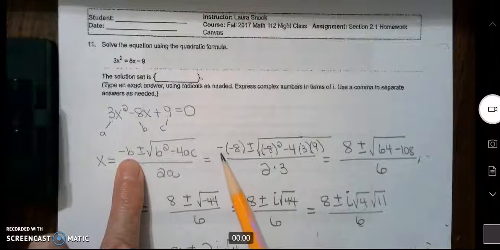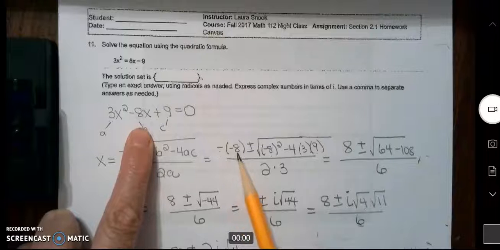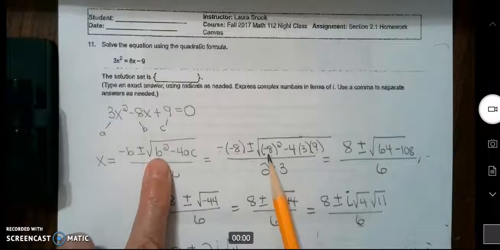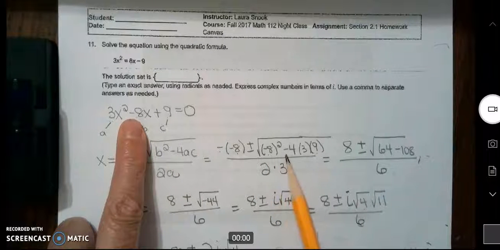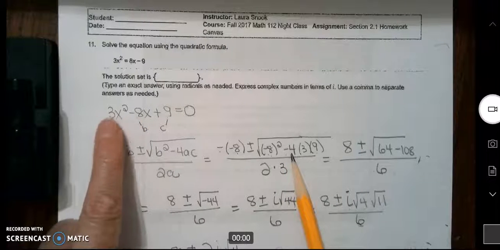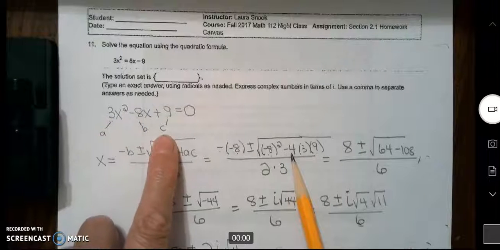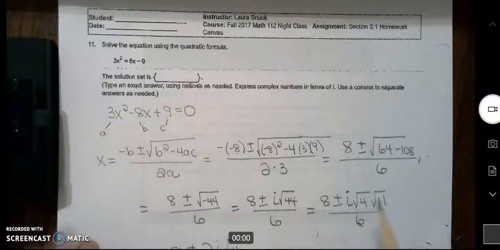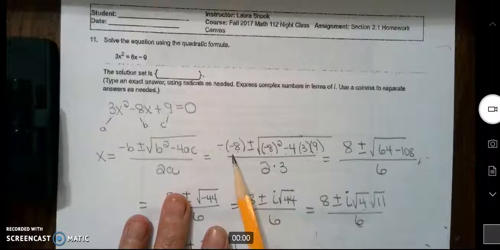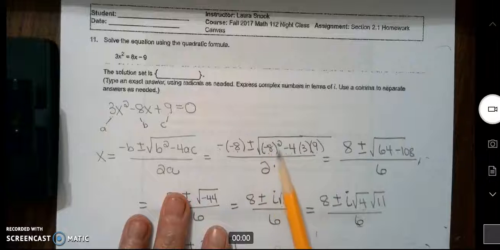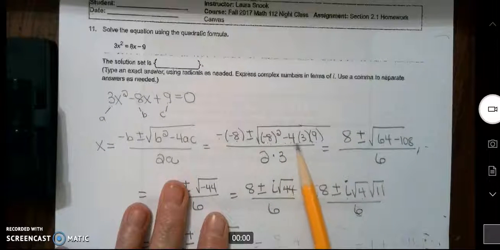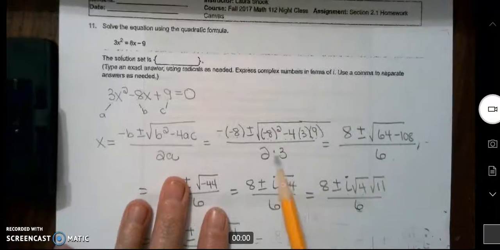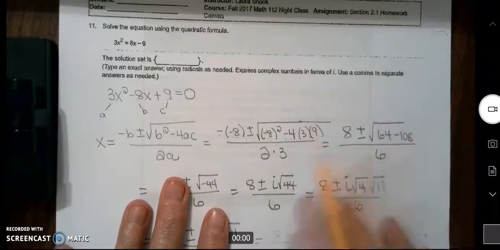So it's -8, which is the opposite of -8. So it's -8, plus or minus b squared, which is -8 squared, minus 4 times a, which is 3, times c, which is 9, all over 2 times 3, which is a. Okay, the next step, I wrote this as just 8, and then -8 squared is 64, 4 times 3 times 9 is 108, and then I just simplified 2 times 3 is 6.